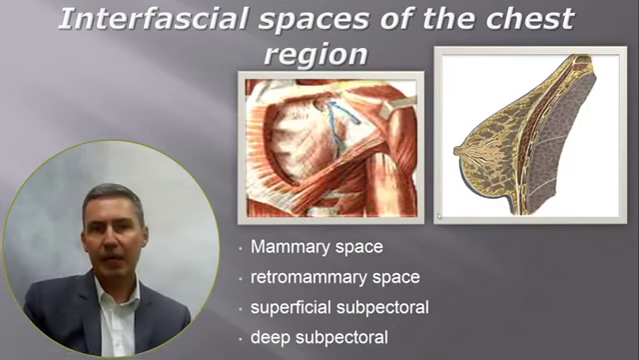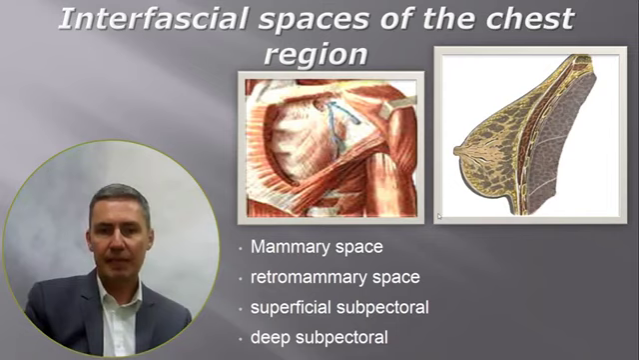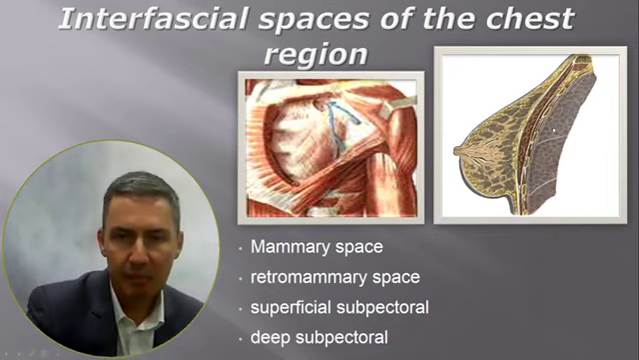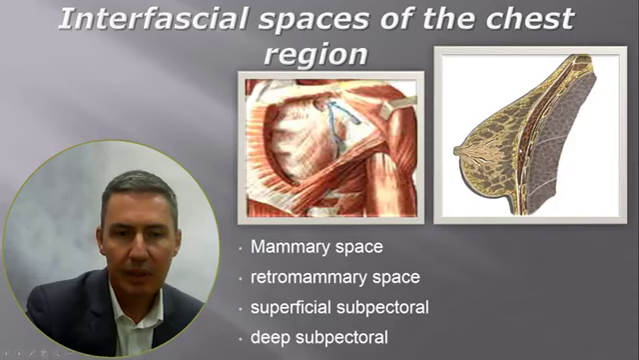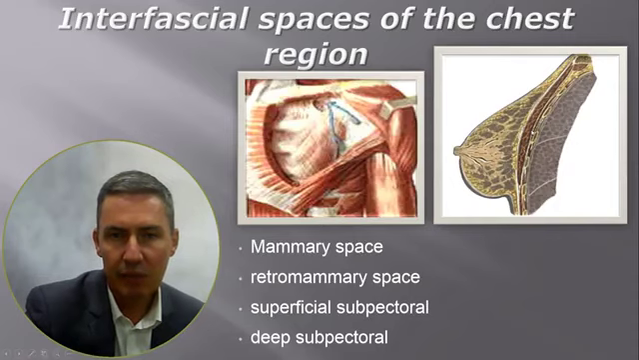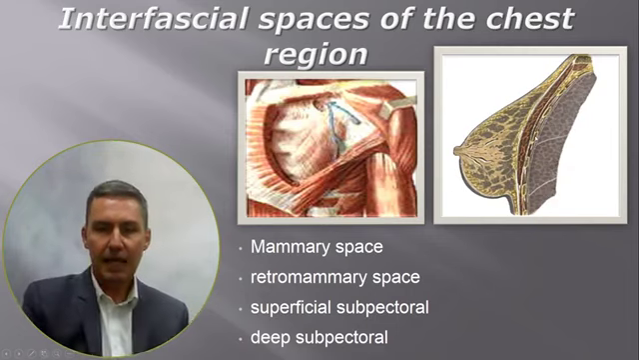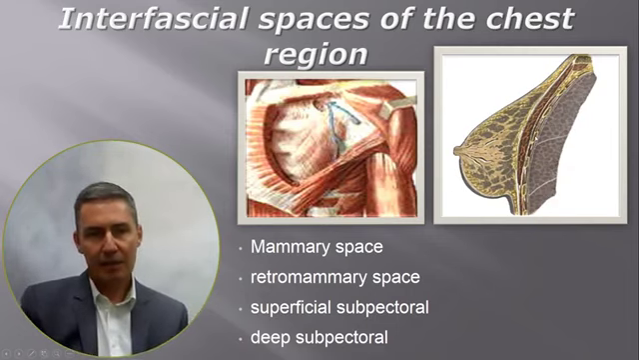The interfascial spaces of the chest region are represented by the mammary space enclosed by the superficial fascia of this region, then the retromammary space located behind the mammary gland, the superficial subpectoral space located between the pectoralis major and pectoralis minor muscle, and also the deep subpectoral space located between the pectoralis minor muscle and intercostal muscles.